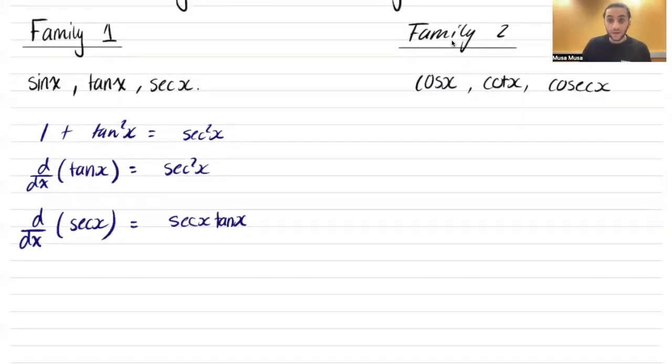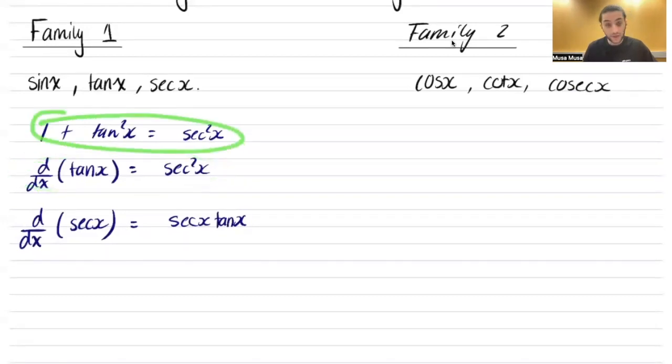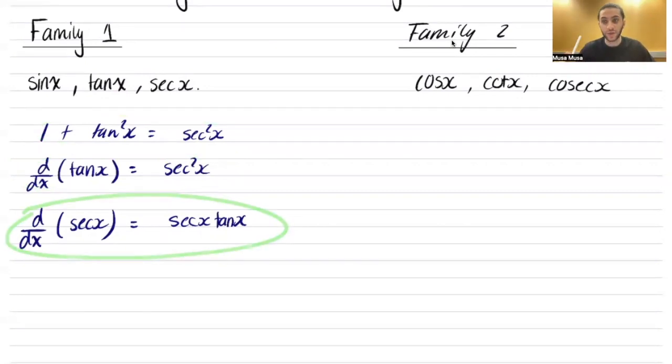The second family is cos, cot, and cosec. Even though you might be given some of this in the reference sheet, you might be able to quickly derive it. But you're not really given much information about these ones. Particularly, you're not given the derivative of cot x, and you're not given the derivative of cosec x either.